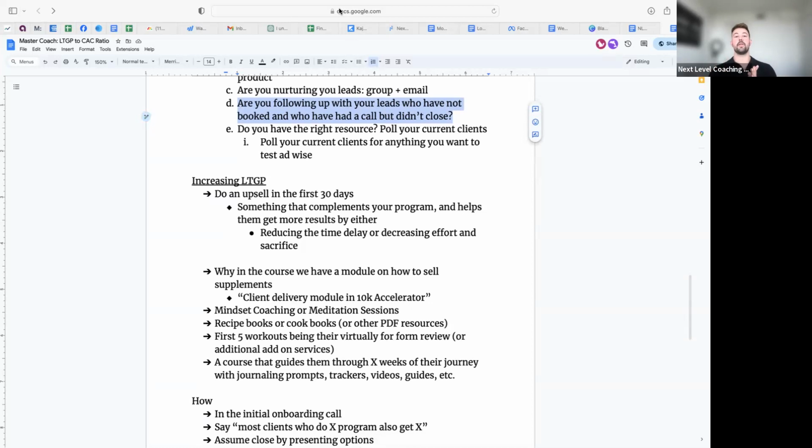All right, so if you don't know that process, go back into 10K Accelerator and start implementing that with your team. But a lot of our marketing troubles are just the fact that we're not following up with our leads. The reason that's important is people who come through on your ads are seeing you for the first time. The percentage likelihood that they close in the first interaction is very small, and it should be.